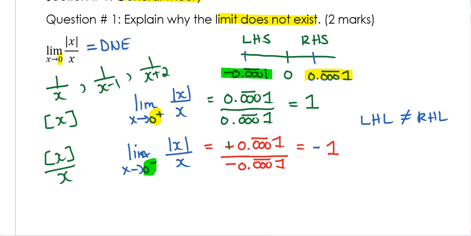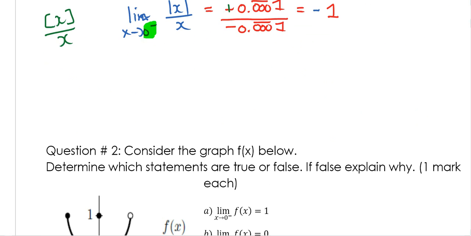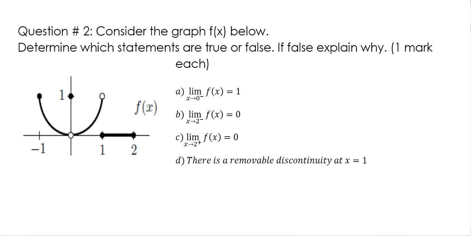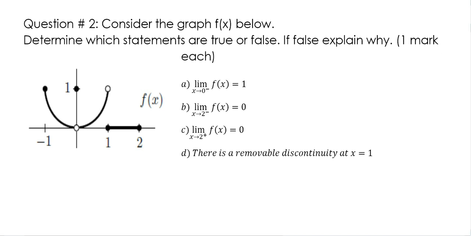All right, let's move on to question number 2 now. So for question number 2, I'm going to give you a graph of f of x. So here's f of x. And the question will ask you to determine which statements are true or false. If you have a false situation, you need to explain why. So what you want to do is read the statements that are given to you. So this statement right here highlighted in green is saying the limit as x approaches 0 from the left-hand side is equal to 1. Now, is that true or false?